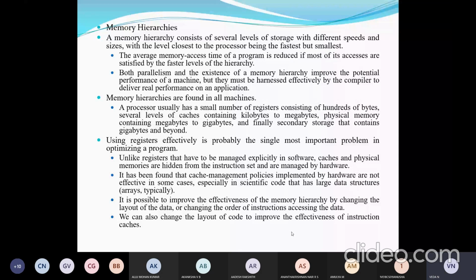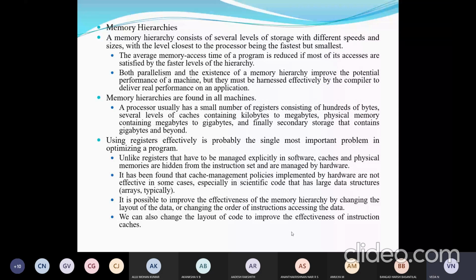Now, whenever the registers are managed explicitly in software, caches and physical memories are hidden from the instruction set, and are managed by the hardware. So the memory hierarchy is being controlled so that it won't affect the performance of the compiler for any application.